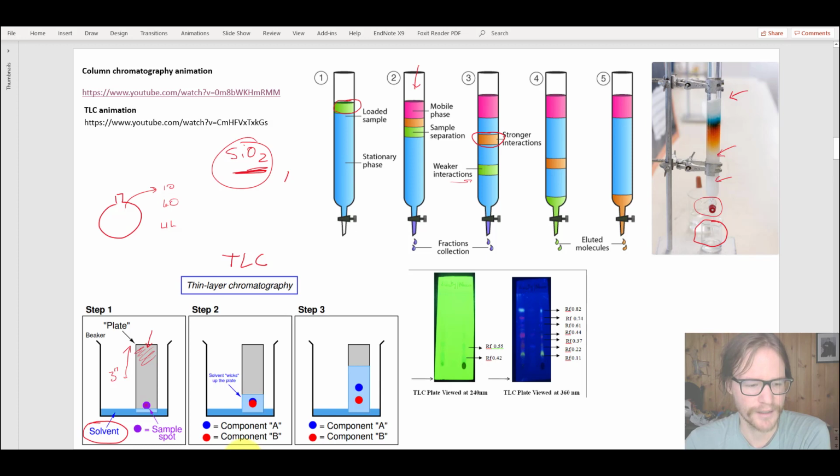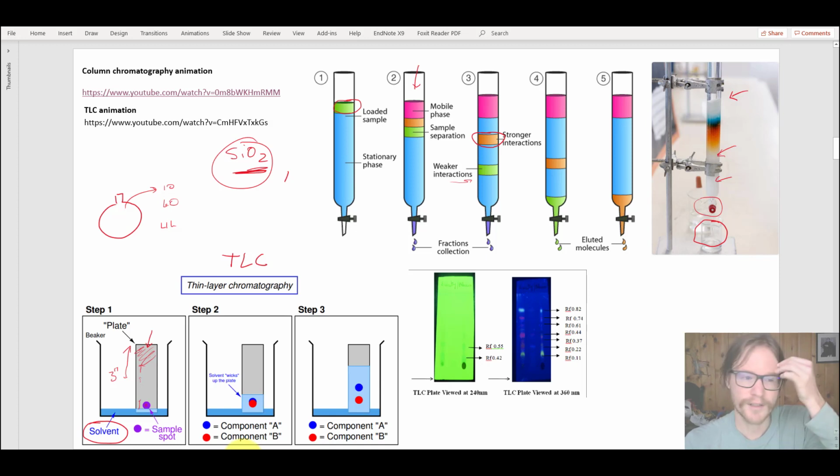So capillary action means the liquid's going to be drawn up the face of this plate in this direction. It's the same but sort of inverse. In the column format, gravity did the work for us to draw the mobile phase down through the column. In this case, capillary forces are wicking the solvent up the plate. But the same thing occurs, so the more polar compounds are going to reside more strongly through a stronger interaction with the silica. The less polar compounds are going to proceed then up the plate.